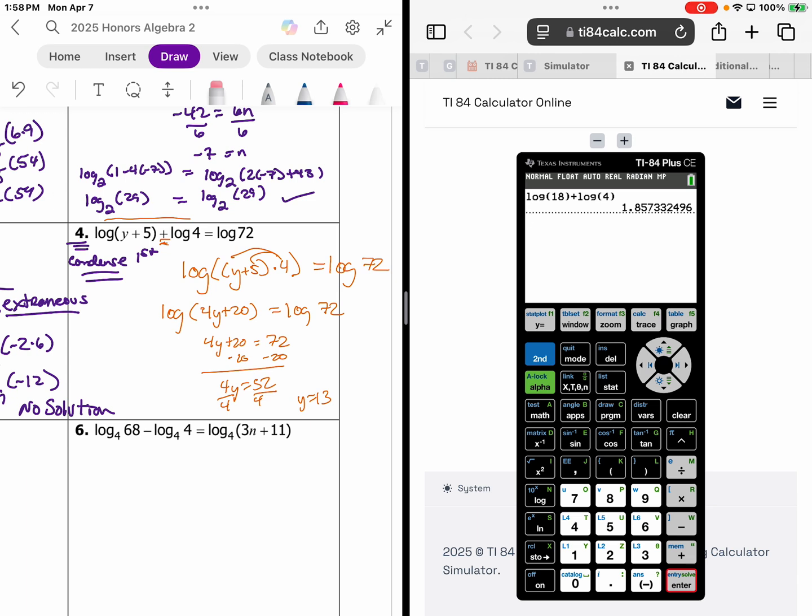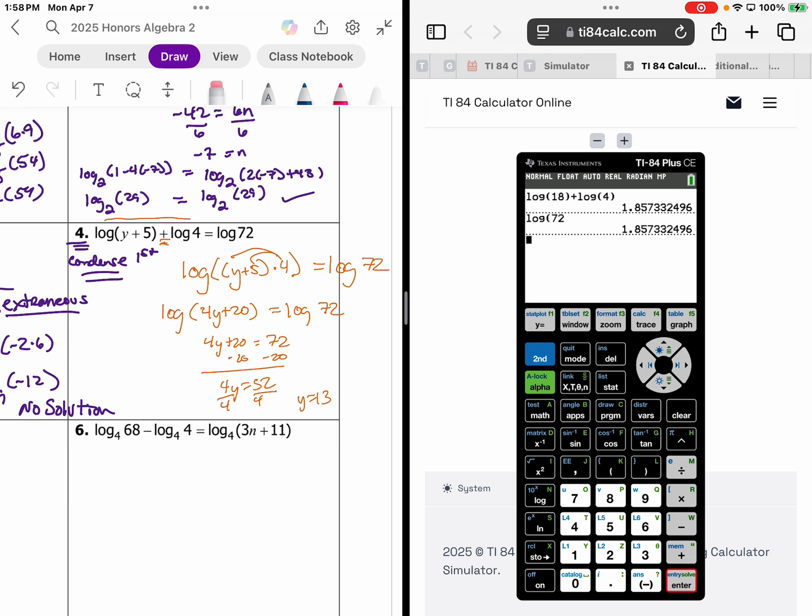So 1.857332496. Then I say, okay, what is the log of 72? Hey, those are the same decimals. Thank you, Willie. And then that's how you can do it. You know, do the little math, do the 13 plus 5, but then type the rest of it in and let's say that, hey, well, does that work out?